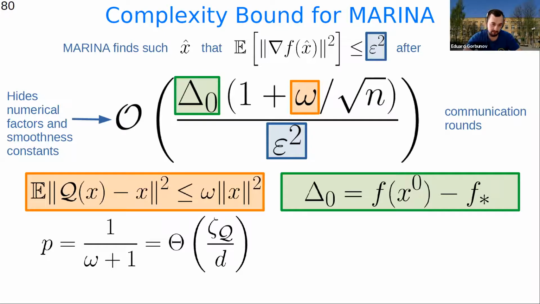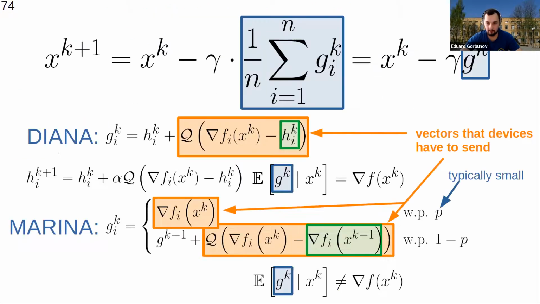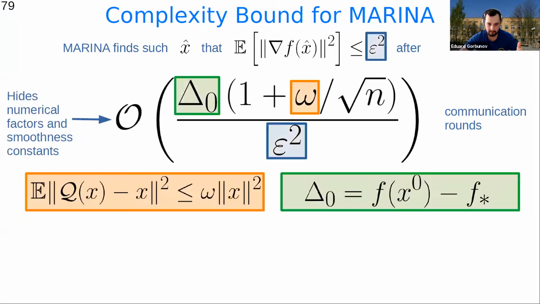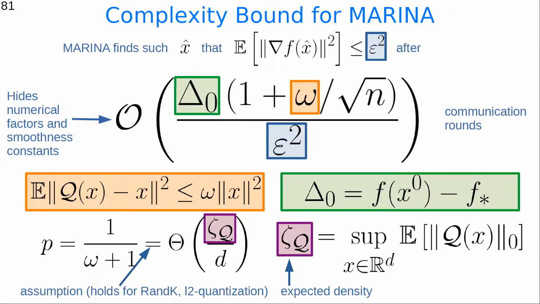In some sense it is optimal, because here we use probability proportional to the ratio between expected density and the dimension d. When we choose P this way, we equalize in some sense the cost of communicating this and this, because on average we will pay d times zeta over d plus zeta times 1 minus P. So on average, we will send 2 times zeta components. That is why we choose P like here.